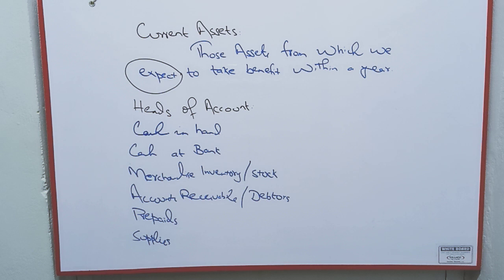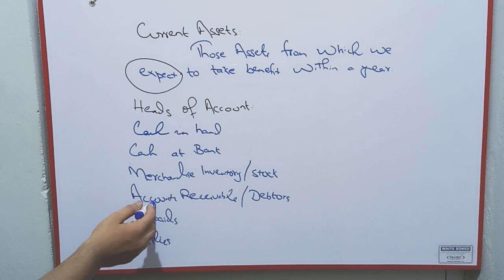Account receivable, for example, I am a shopkeeper. I sell goods. I sell merchandise on credit. So I have to receive money from my customer. So I would say account receivable. Account means credit, receivable, or debtor. I am account receivable or debtor. The opposite party would be creditor and account payable. We will discuss it later.